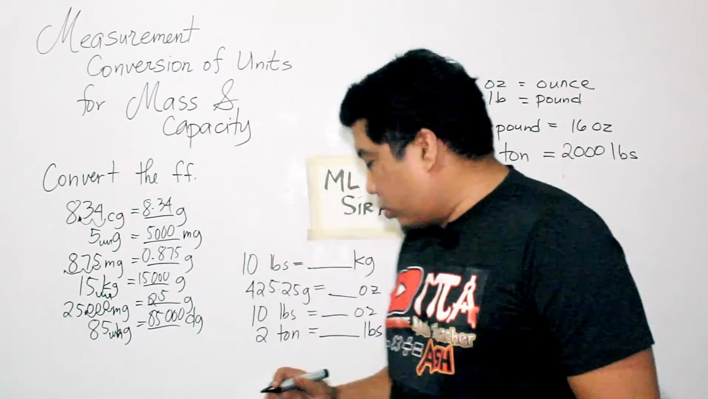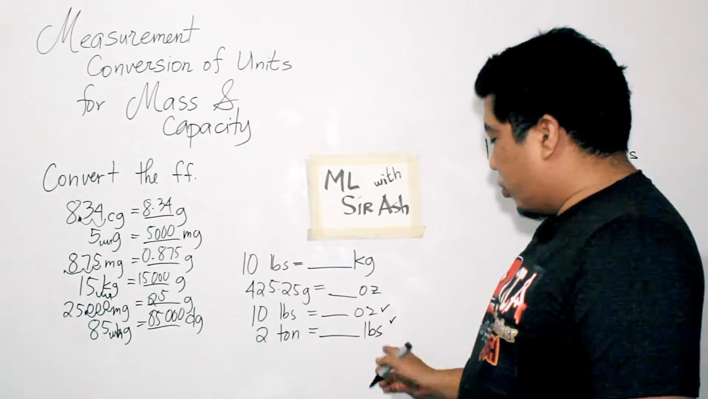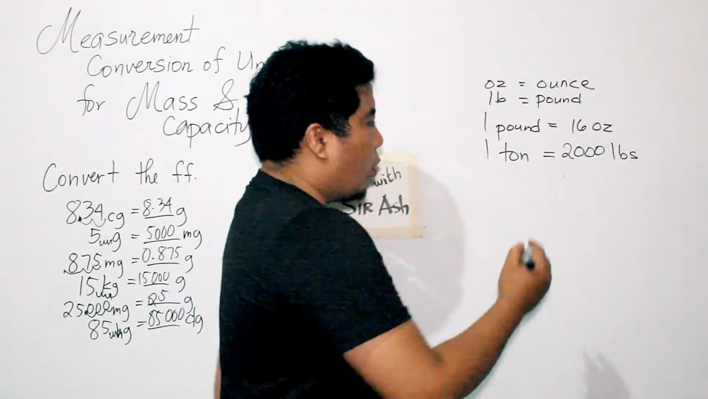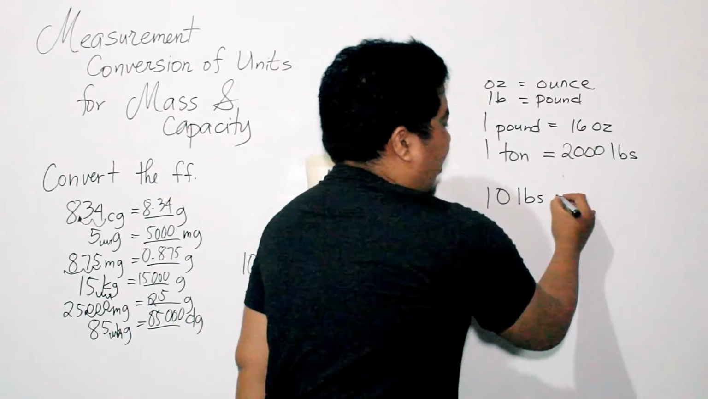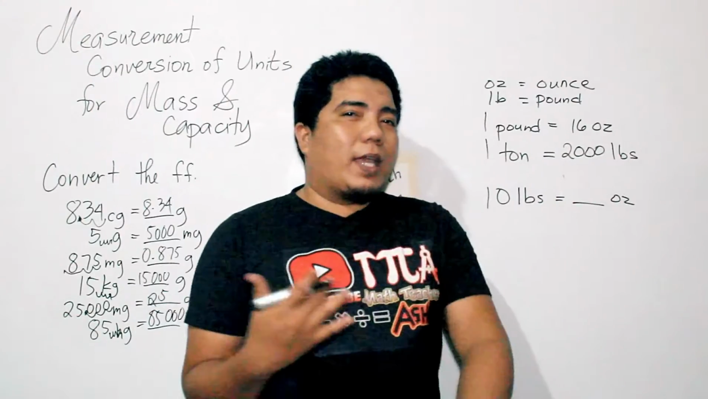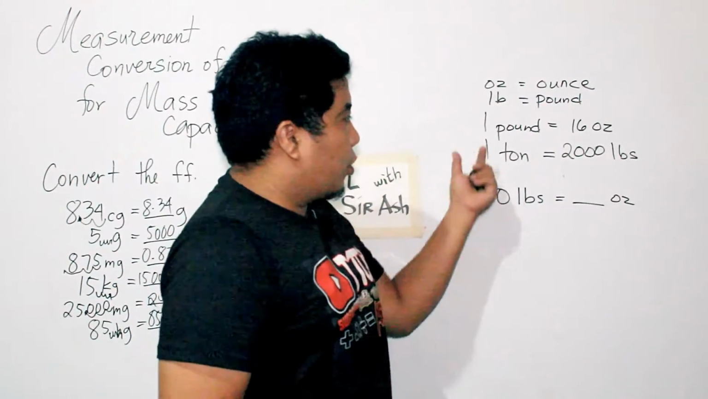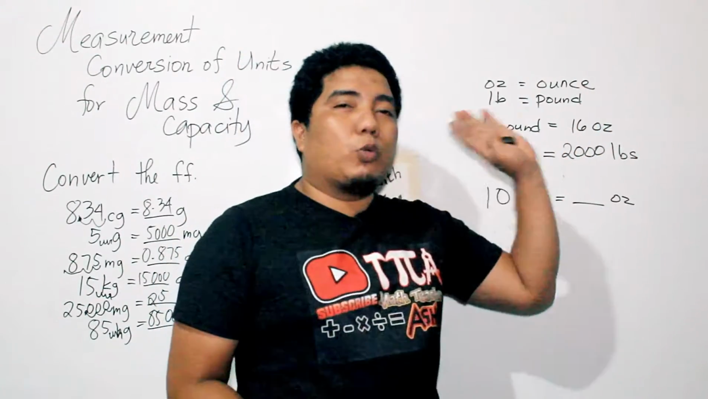So now let us try to solve what we have here. The 10 pounds to ounce and the 2 ton to pounds. Okay, so 10 pounds to ounce. We have 10 pounds. We will get the equivalent value in ounce. Okay, how do we get this one? My dear math learners, we will be using the conversion ratio. So these are the ratios: 1 pound per 16 ounce, 1 ton per 2,000 pounds.